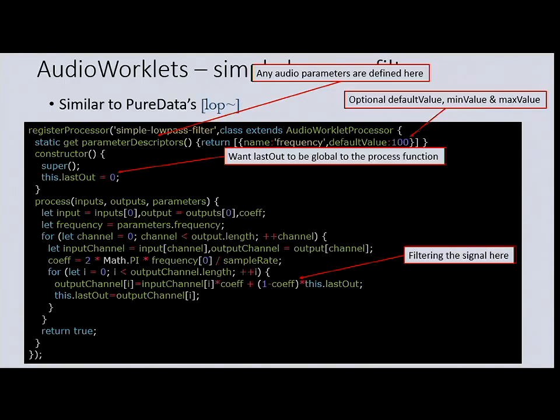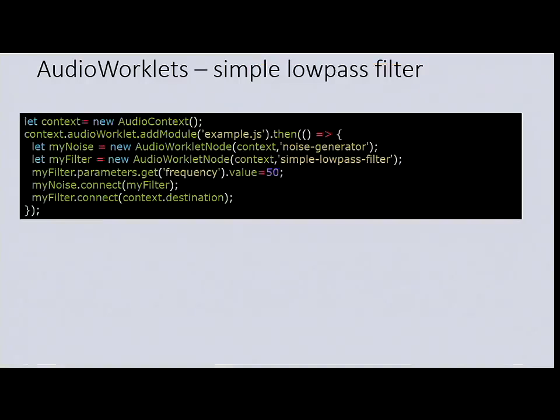And this line of code is actually the operation that filters the signal. The output channel is equal to the input times the coefficient, plus 1 minus that coefficient value, where the coefficient came from the frequency, times whatever was the last output value. And as mentioned before, the worklet itself is in a different file from the main code where you are building the audio graph.